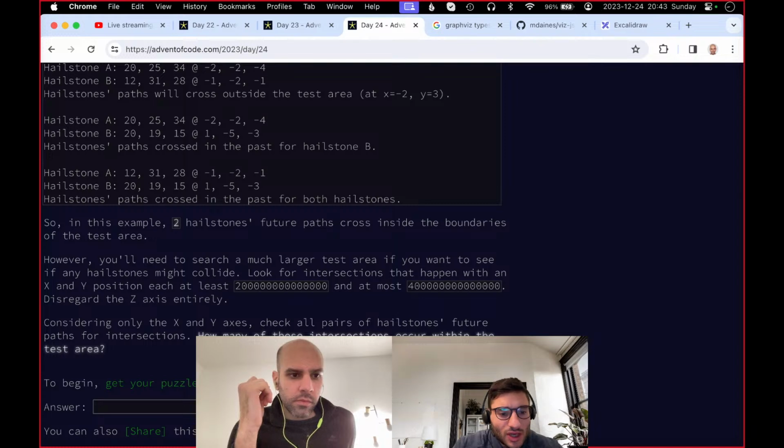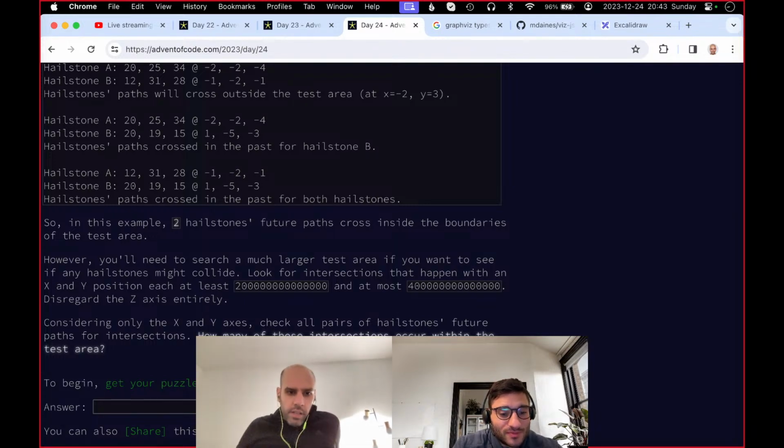See if any hailstones might look for intersections that happen with an XY position, at least this and at most that. Disregard the Z-axis entirely. Okay, I guess part 2 is going to be the Z-axis, but we'll find out. How many of these intersections occur within the test area?